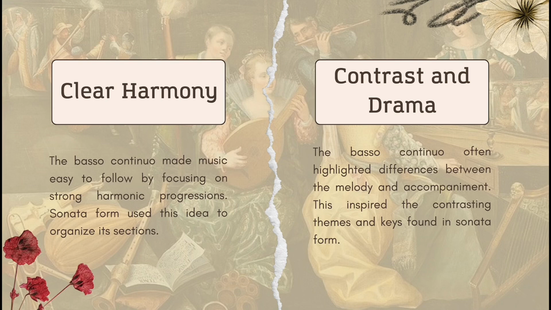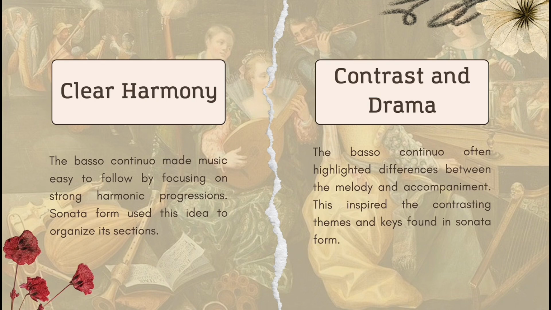The first one is clear harmony. The Basso Continuo made music easy to follow by focusing on strong harmonic progressions. Sonata form used this idea to organize its sections, like starting in one key and moving to another before coming back. The second one is contrast and drama.